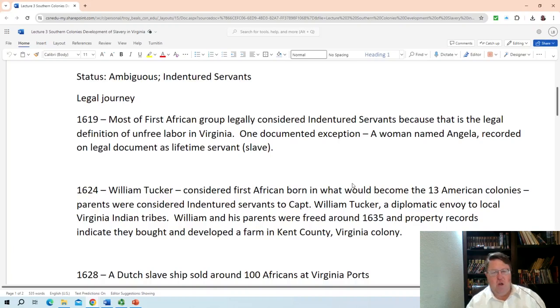Colonial Virginians early on made that distinction. Are you an indentured servant or are you a lifetime servant? An indentured servant is freed after a time period. A lifetime servant is obviously for your lifetime. And so early on, we see most are indentured servants. We do have a notable exception found in a primary document. A woman named Angela is listed as a lifetime servant.